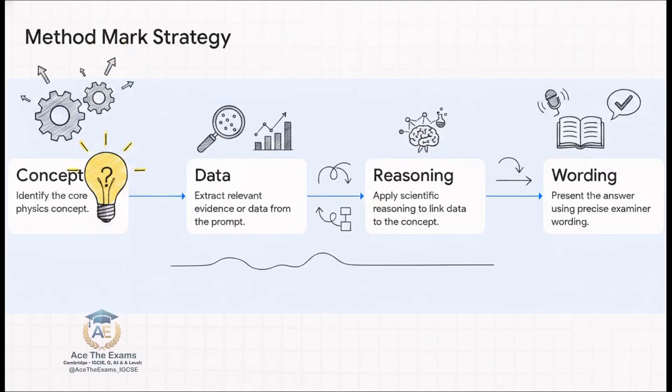To avoid that freeze, you need a bulletproof framework. Meet the four-step method mark strategy. Examiners actually award points for your systematic processing. So, Step 1, identify the core concept. Step 2, extract the exact data from the prompt. Step 3, apply your scientific reasoning. And finally, Step 4, present it all using precise examiner wording. Following this sequence literally guarantees you pick up method marks, even if your final calculator math is slightly off.